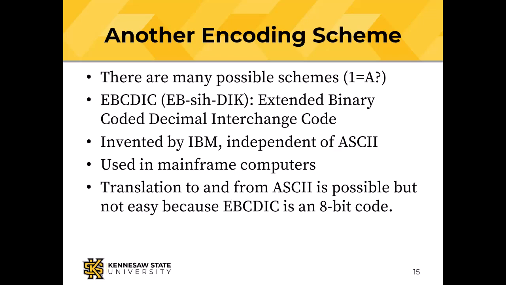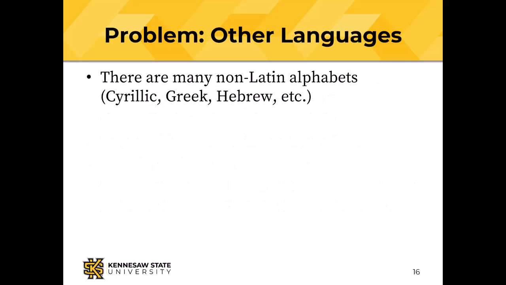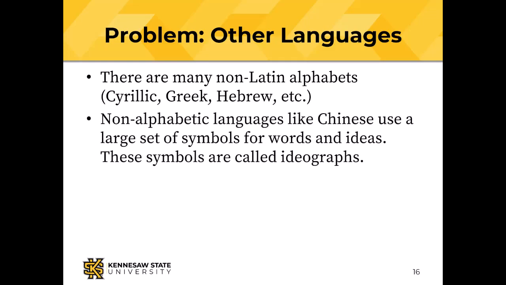All of this worked pretty well when computers were being made in the United States and the United Kingdom. The problem is that there are lots of other languages, and many of them don't even use the Latin alphabet. Cyrillic, Greek, and Hebrew, for example, do not use the Latin alphabet. Hindi does not use the Latin alphabet. Farsi does not use the Latin alphabet. There are also non-alphabetic languages, like traditional Chinese, that use a large set of symbols for words and ideas, rather than for letters. Those symbols are called ideographs.